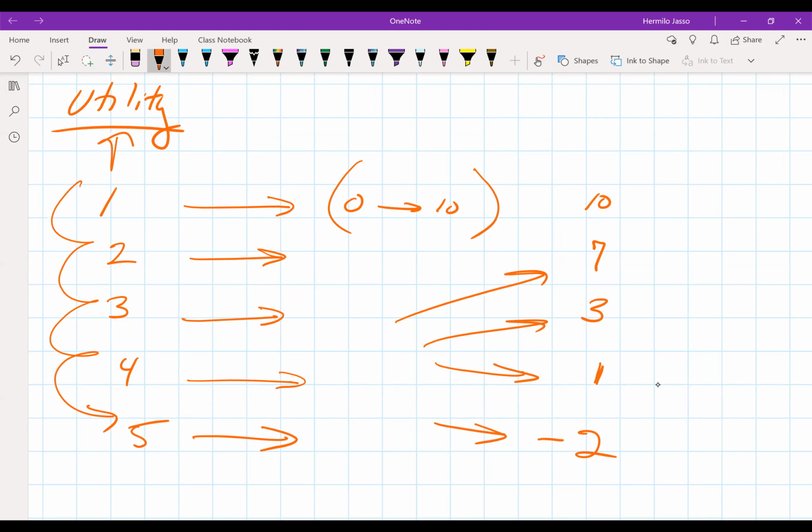Now my total pleasure is increasing because look at this. How much pleasure am I getting when I'm eating 1 burger? My total pleasure is what? 10 units of satisfaction. How about when I'm eating two units? How much pleasure am I getting?